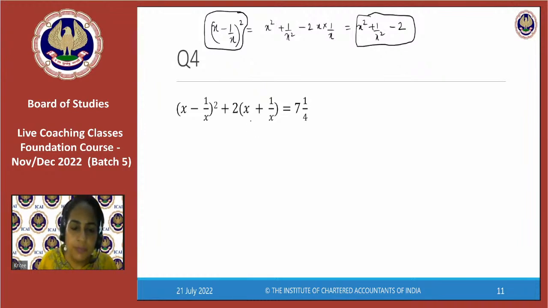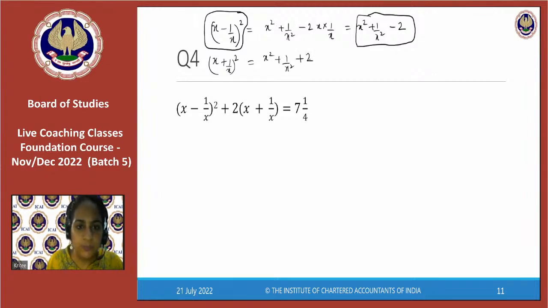I have one term as x plus 1 by x. So I must be changing this term also in the form of x plus 1 by x so that I can form a quadratic equation here. So I'll just check this out. X plus 1 by x whole square can be written as x square plus 1 by x square plus 2. So that means x square plus 1 by x square can be rewritten as x plus 1 by x whole square minus 2.